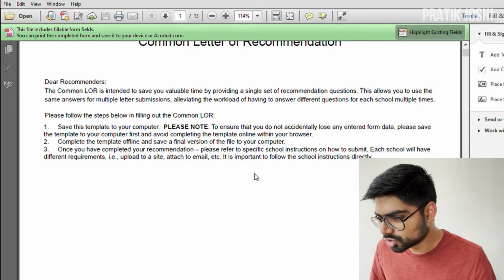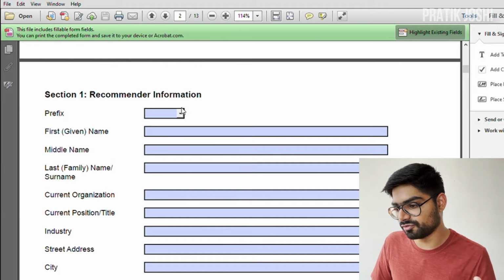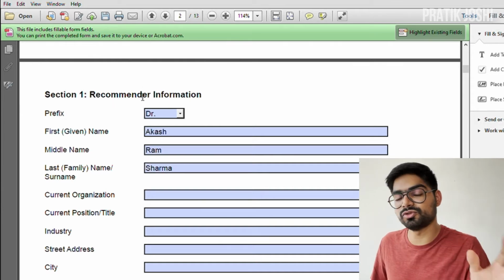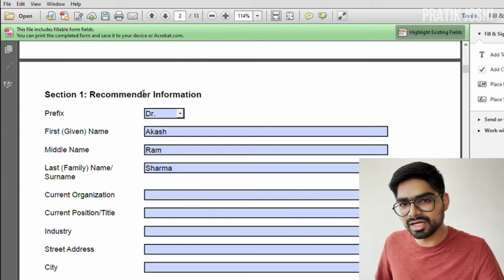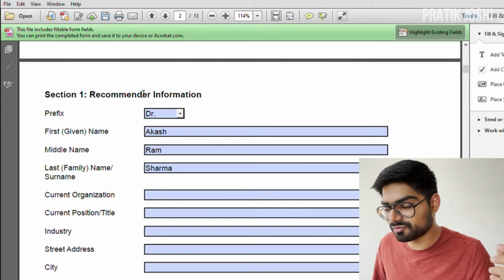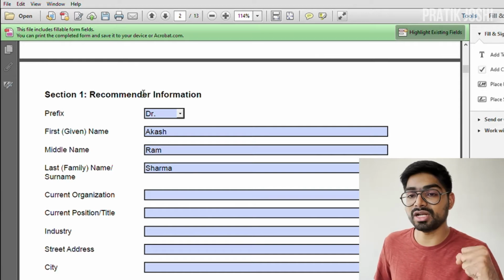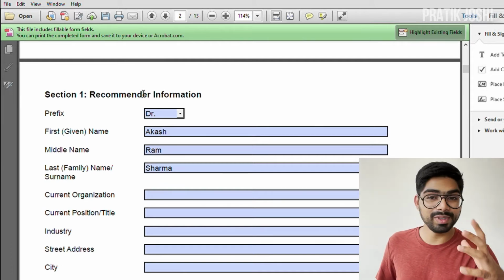So going down, we see the first section of the LOR, which is the prefix. This is just an example where the recommender has to fill in his information. The LOR is written by your immediate manager, or maybe your college professor if you have not worked. Now GMAC is suggesting that if you have done an internship, it is better to get your LOR from your immediate manager for that internship rather than from your college professor. So please take care of that.